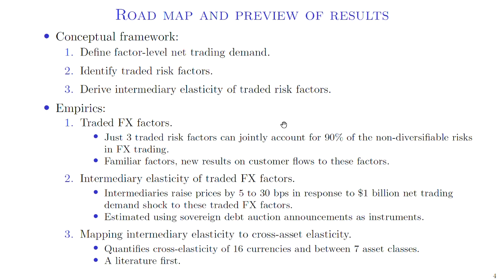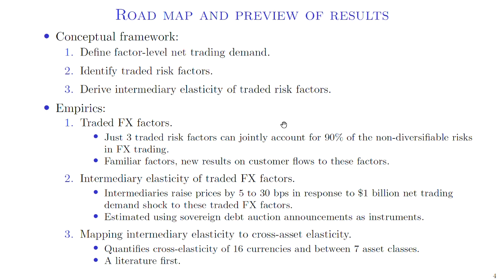Preview of the empirical results. First, in terms of the traded risk factors, we find that you only need three factors to jointly explain 90% of the risk that intermediaries bear when they are accommodating customer flows. These are familiar factors, but we're going to offer new results on the trading flows into these factors. Second, we estimate the intermediary elasticity of these factors, and we find the risk price moves by 5 to 30 basis points across different factors in response to $1 billion of trading demand shocks.